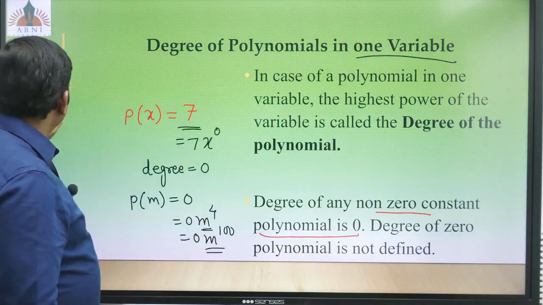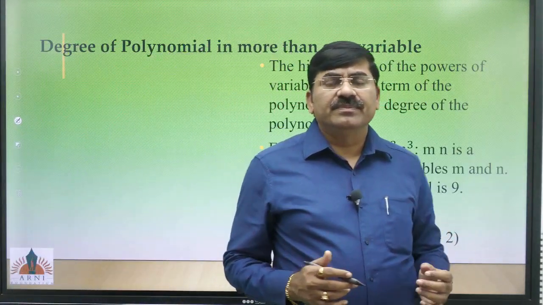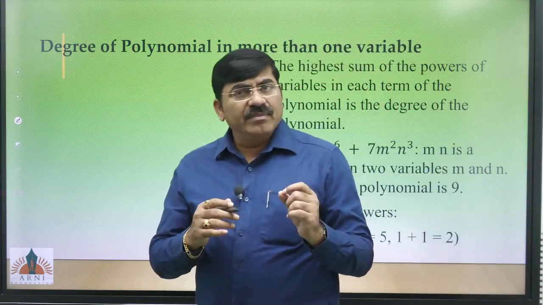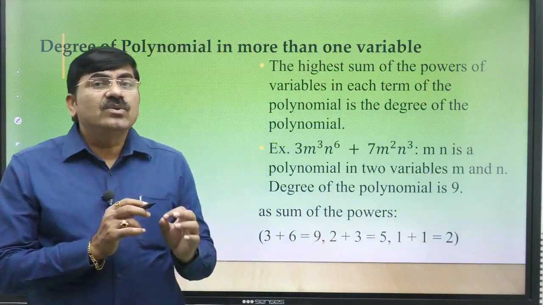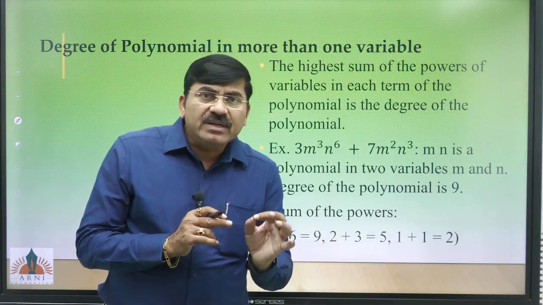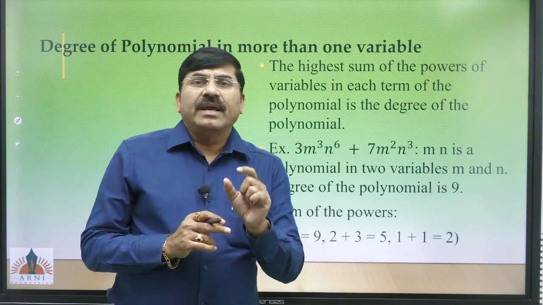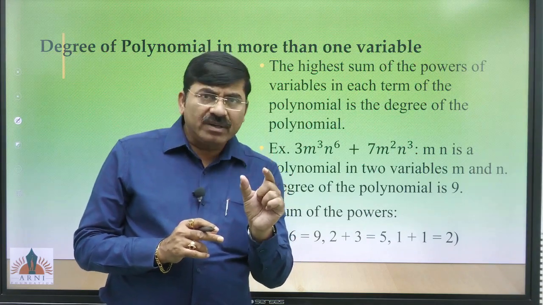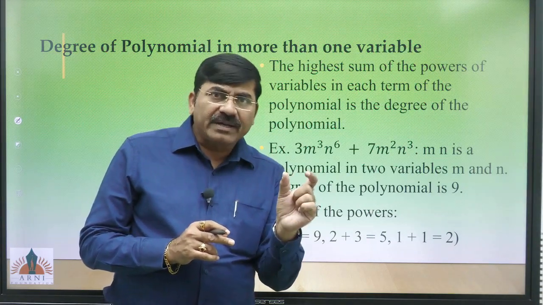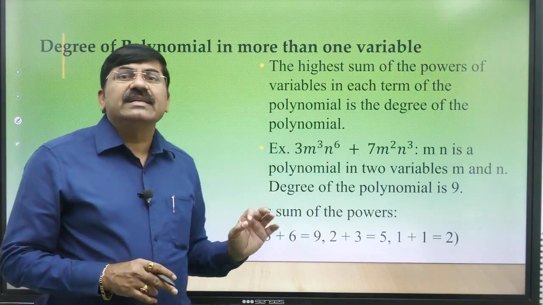Now, the next thing is in which more than one variable is used. If more than one variable is used, then we have to add all the powers of the different variables for a particular term, and each term's power we find separately, and the highest power in that polynomial is the degree.